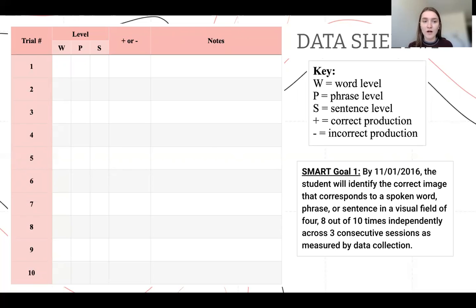And so depending on which objective the clinician is working on with the student, they can indicate in the box, you can see W, P, and S, which level they are focusing on. There's 10 trials because we want them to get it correct 8 out of 10 times independently by the end of all of their objectives. That is their goal. And then of course, plus or minus, if they got it right or wrong, they can indicate that in the boxes, and then there is a space for notes.